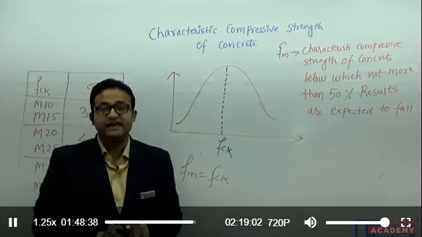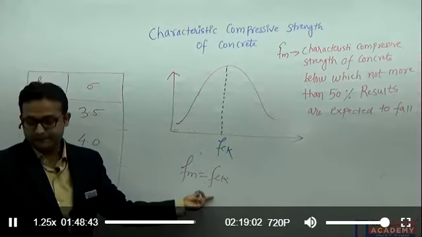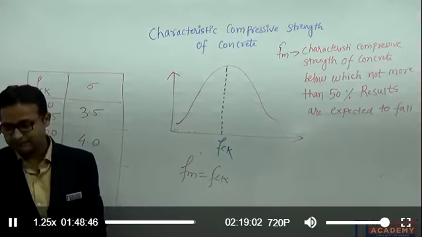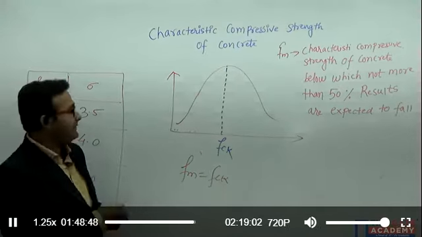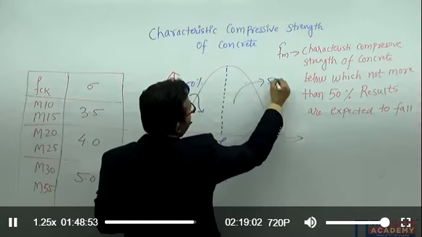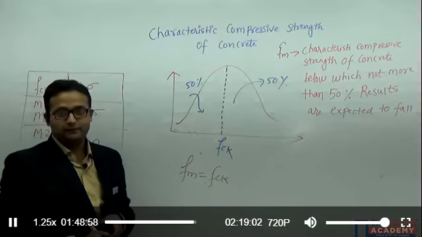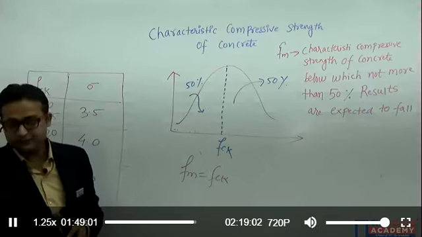Right? So your answer should be C. Your answer is C. Because we consider 50% chances of failure and 50% chances of success, so in the case of target mean strength. Fine. Next question.